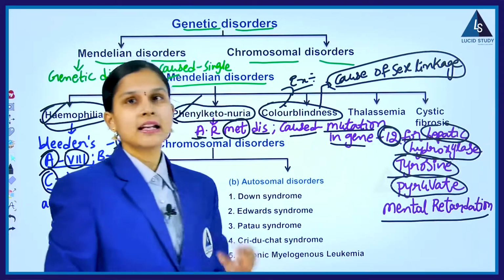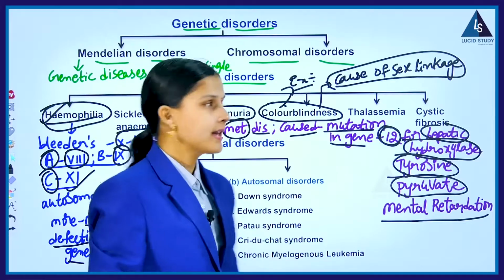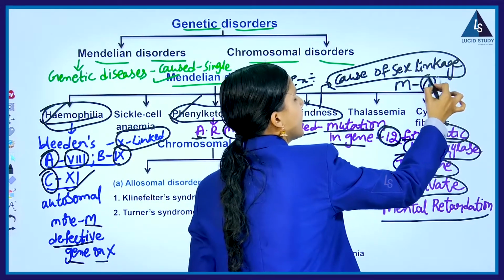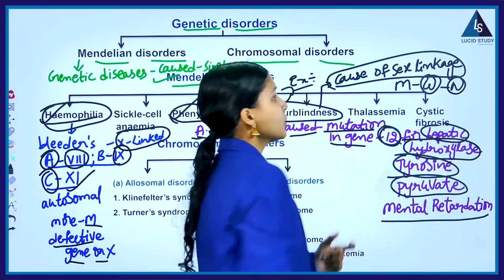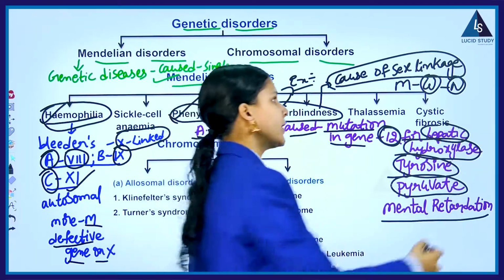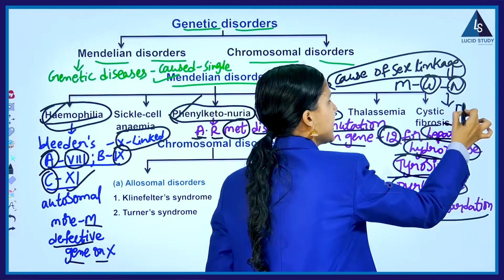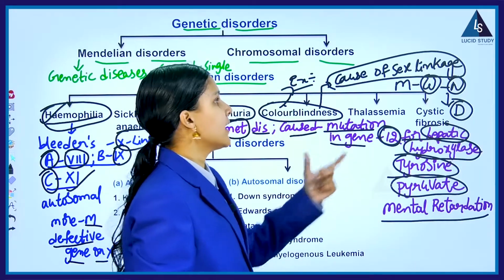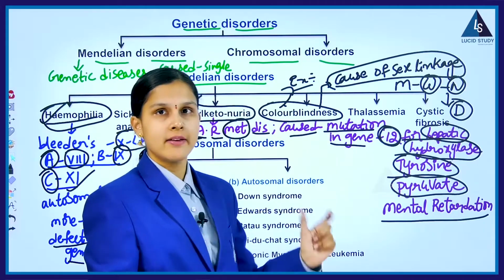Let us think that a man who is colorblind got married to a woman who is normal. The resultant progeny will be normal, but the daughters will be carriers of this trait. So daughters will be carriers and sons will be normal.